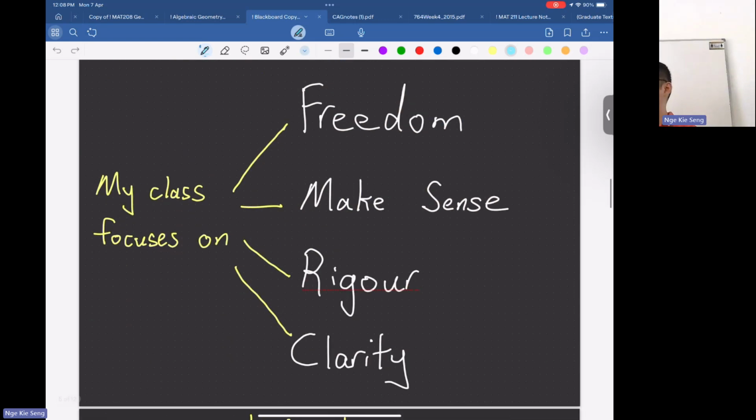Okay. So these are the 4 principles that I uphold in my class. One is freedom, one is make sense, the other one is rigor, last one is clarity. So in case you feel that this principle is not satisfied, you should talk to me. Okay, we should do based on this. This is our contribution. So if you found that some proof is not clear or doesn't make sense, not rigorous, you can ask me to fill it.